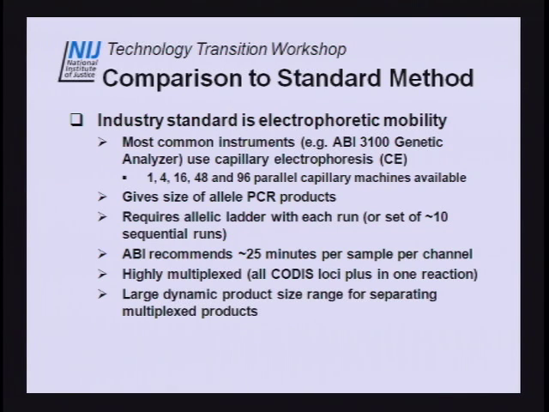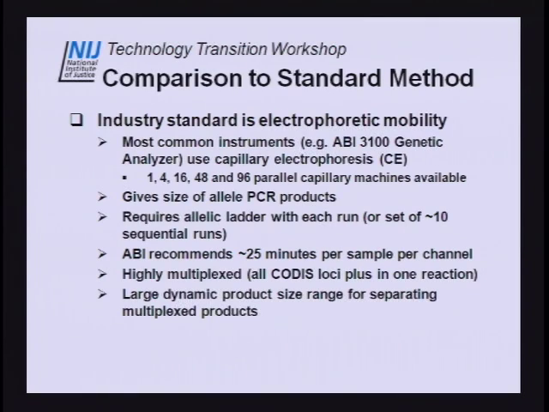Now compared to typical typing that might be done on an ABI instrument, for instance, with capillary electrophoresis, where you can get significant throughput because you can do 96 parallel reactions on some of the higher priced instruments, that relies on just the size of the product. So you get an allele number based on the number of repeats that are in that product, right? And since you're measuring mobility, you're not measuring an intrinsic property of the product, you have to compare it to some standard.